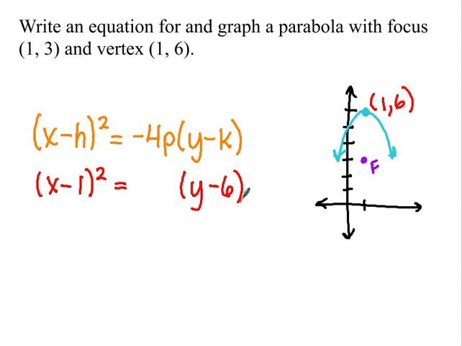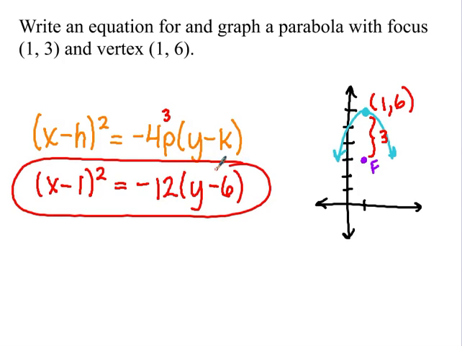Now we need to figure out what will go in place of p. Well, I know that this distance here is p. So how far is that? 3. So I'm going to plug 3 in here. So it really becomes negative what? 12. And there you go. A lot of it's analyzing, and it really helps to graph. If you have a graph there, a visual to help.